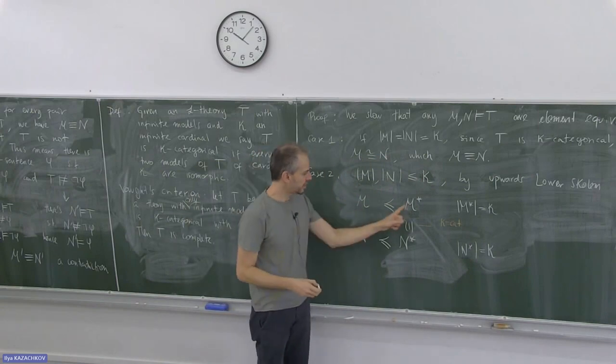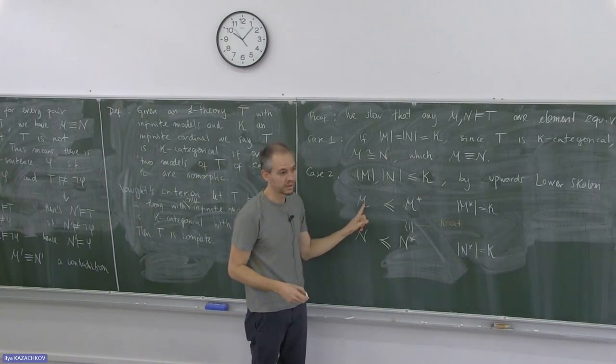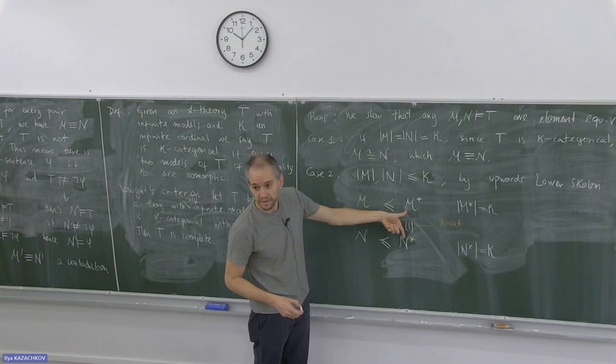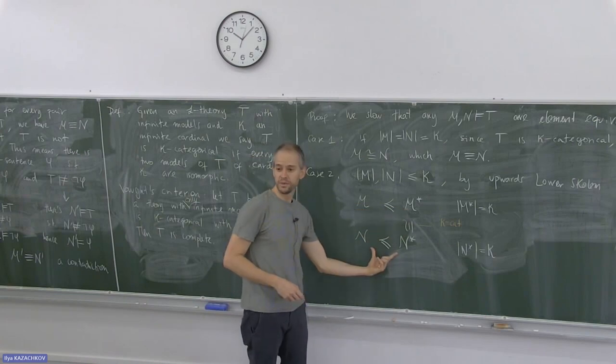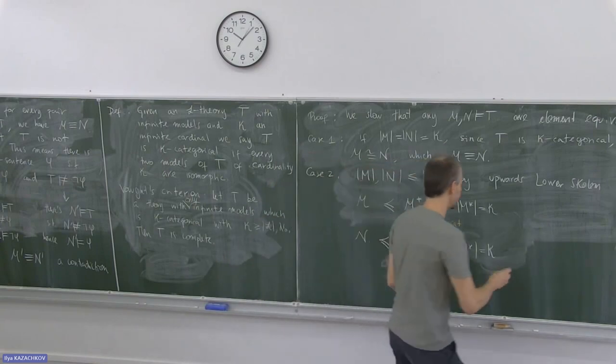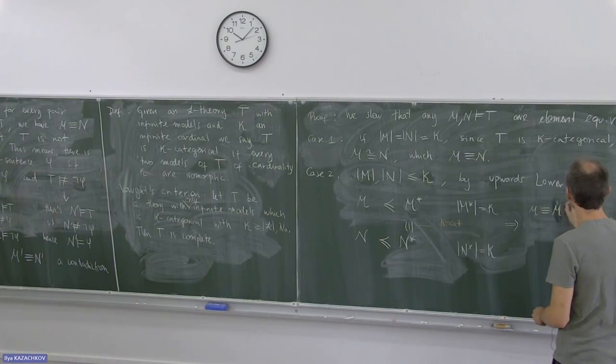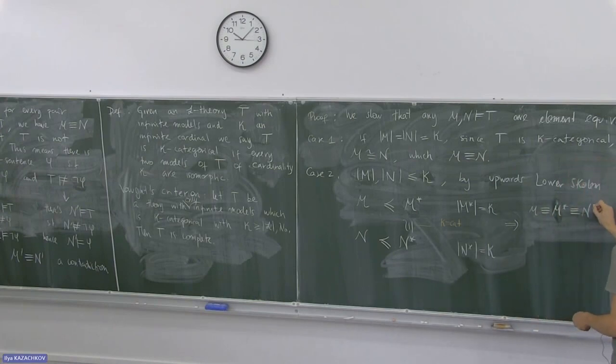But then these two are elementarily equivalent, because one is an elementary substructure of the other. These two have to be elementarily equivalent because there is an isomorphism, and these two as well. So this whole thing implies that M is elementarily equivalent to M star, which is elementarily equivalent to N star, and this is elementarily equivalent to N. And of course, being elementarily equivalent is an equivalence relation, so we can conclude that M and N are elementarily equivalent. And you can play this game now going down or up as you want.